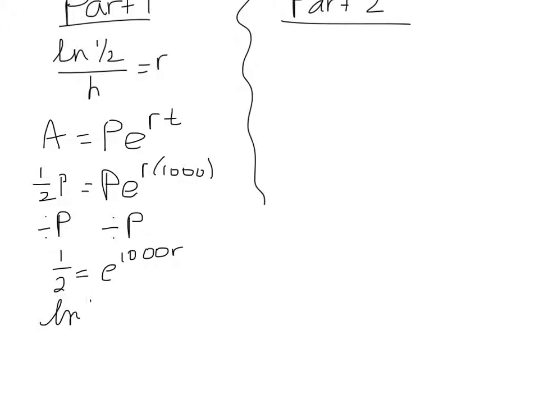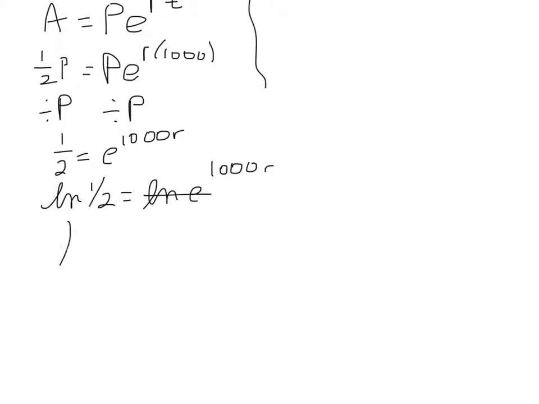So then you take the natural log of both sides. And the natural log of e and the e cancel. That's why we do that. So we end up getting the natural log of 1/2 divided by 1,000 is equal to r, which was that formula that I told you. If you memorize, you'll be good. So you got natural log of 1/2 divided by 1,000.